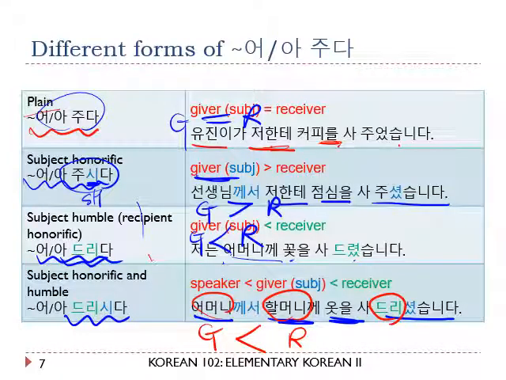But at the same time, from the perspective of the speaker, 어머니 and 할머니 are both honorable persons, right? Especially the subject position is occupied by the honorable person 어머니, so the speaker must show respect to them, right? By adding the subject honorific marker 시 to the predicate, you get the form 드리시다. Make sense? Good?